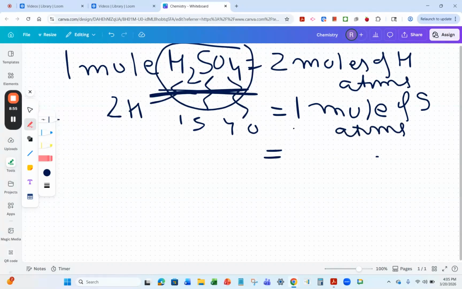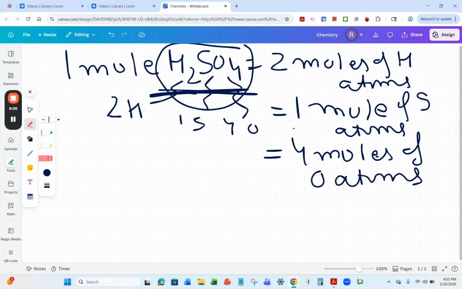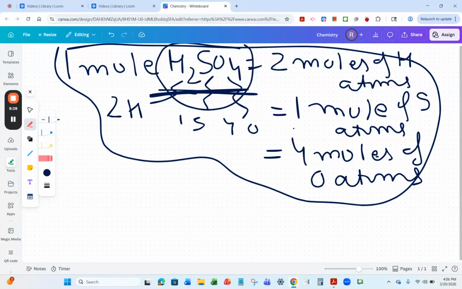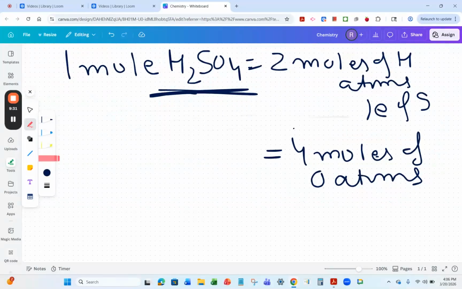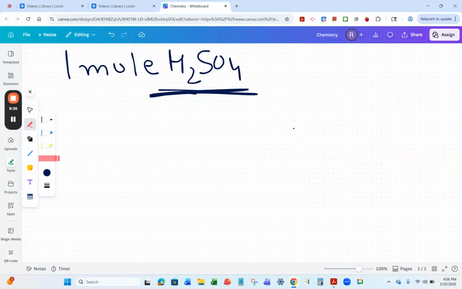Here we go. Or I can write 4 moles of oxygen atoms. So it's very, very important. Okay, so I'm going to use this formula and show you a different form of the question. I hope you understand the concept. So I'm going to erase only this part, and here is my question.